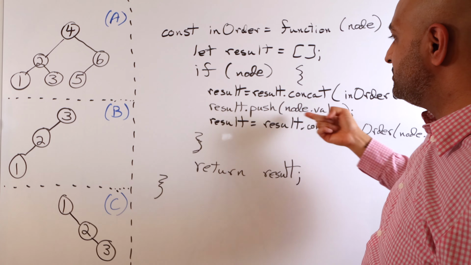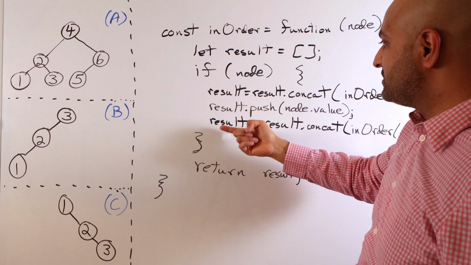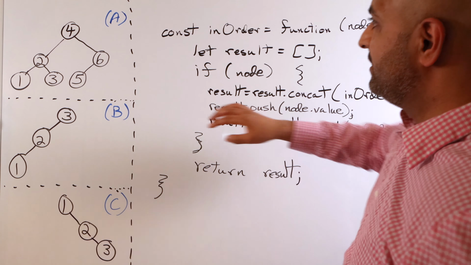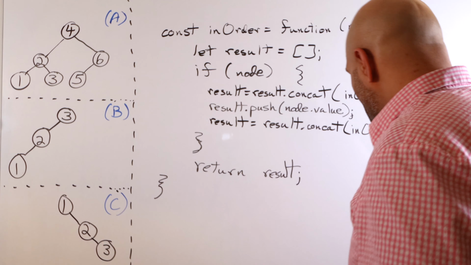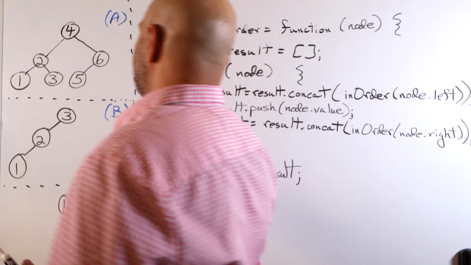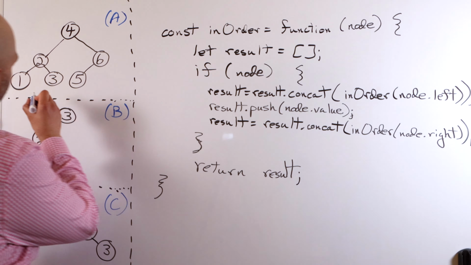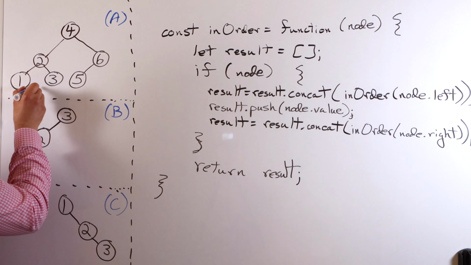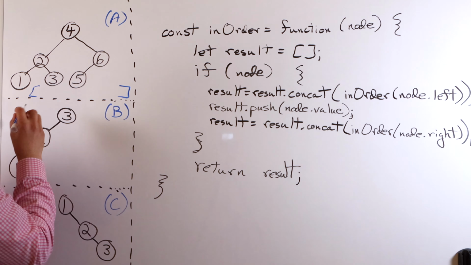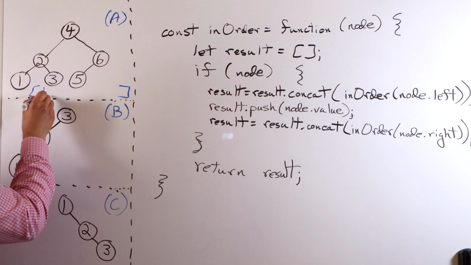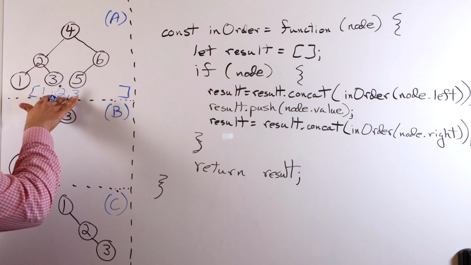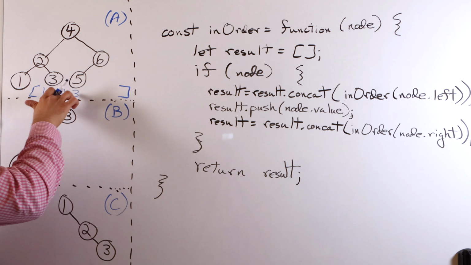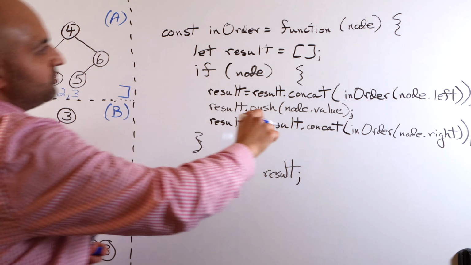And then we push the 2 onto that. And then we say result equals result.concat of the right side. So then we end up getting the 3. If you want to keep track of this, it's often easy to just take a look at what this overall array is that we're building up. So far we visited the 1, then the 2, then the 3, and now we're going to return this whole array of 1, 2, 3 to the 4 node.